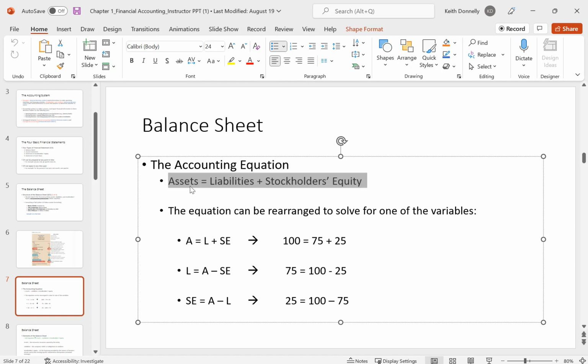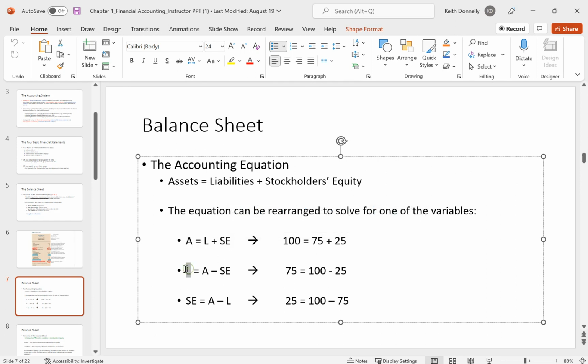The equation is our assets equal our liabilities plus our stockholders' equity, right? So if you have 100 of assets, it would equal 75 plus 25 of stockholders' equity. Now, one thing I want to caution you with accounting is that they like to jumble all of this up. So you may memorize it like this, right?